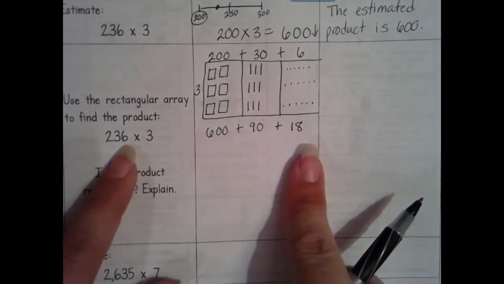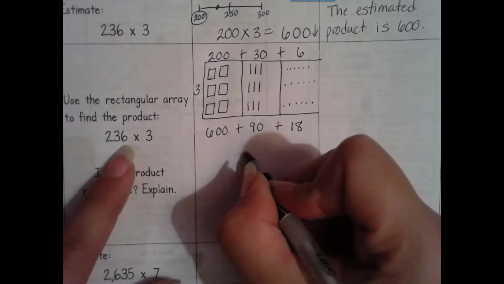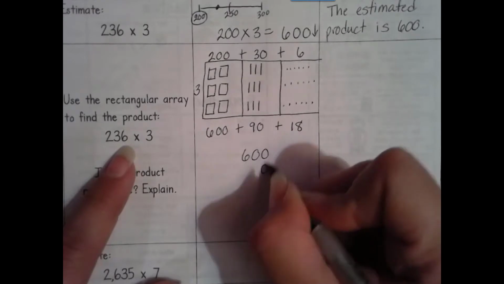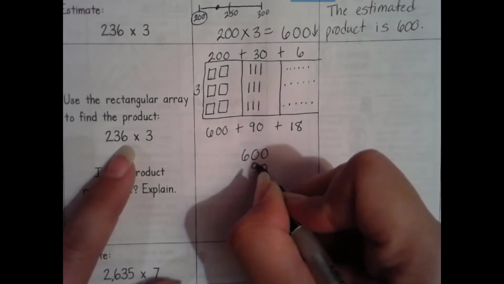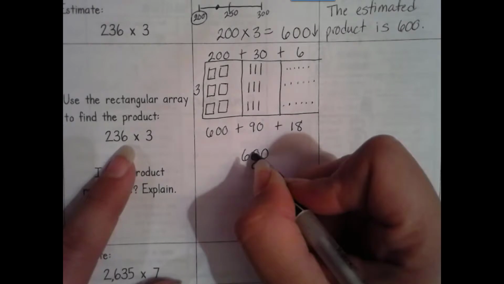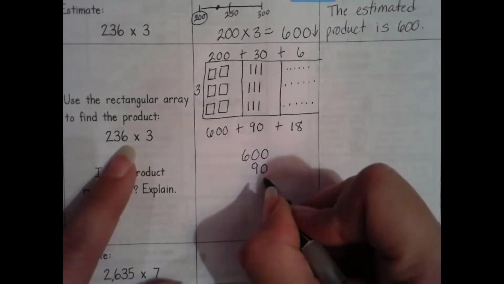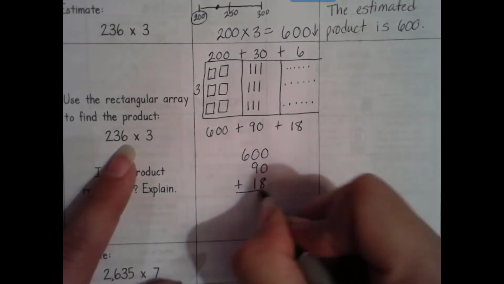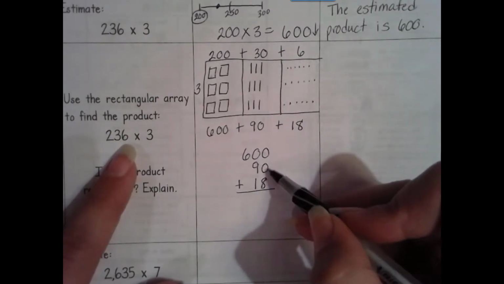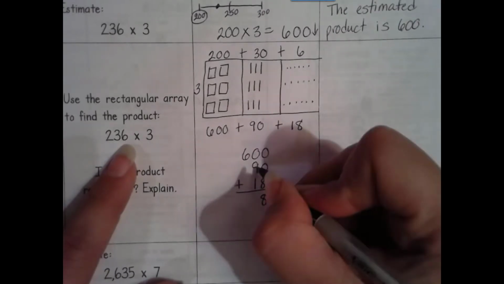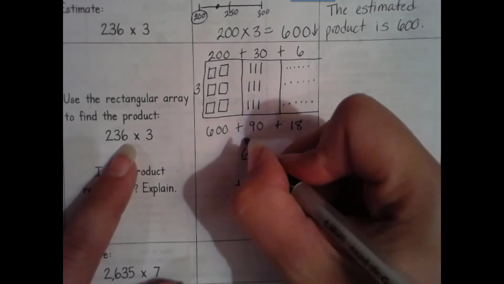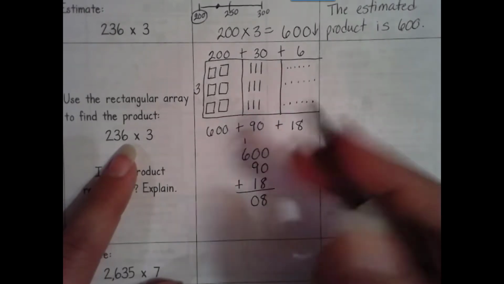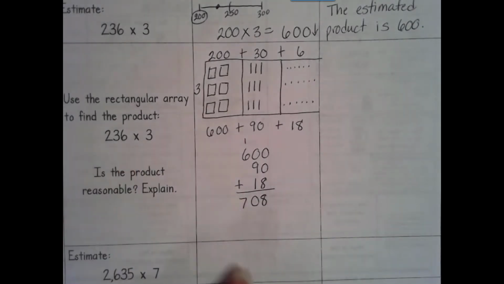So these are my partial products I need to add together. So I need to line up from the ones every time. So the 0 in the 90 goes under this 0. The 9 in the 90 goes under the tens place. The 8 in the ones. And then the 10 in the tens. 0 plus 8. 9 plus 1 is 10. Regroup. 6 plus 1 is 7.